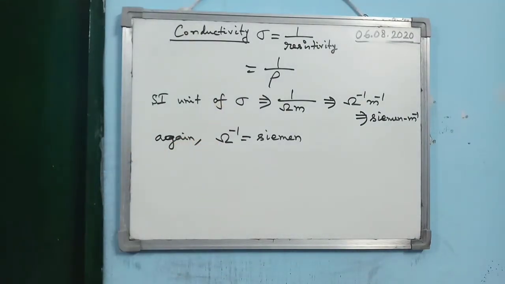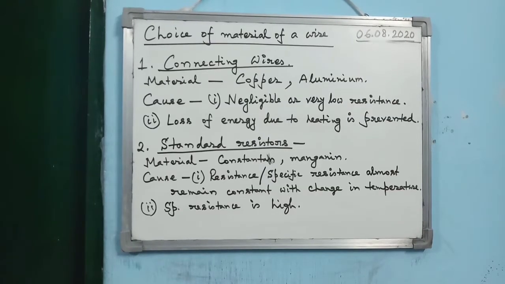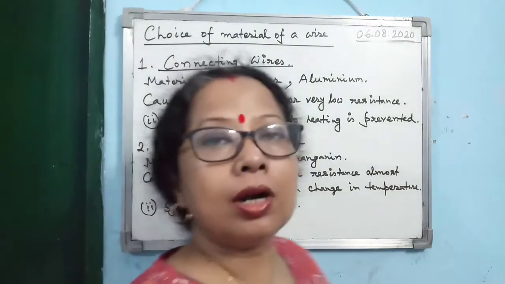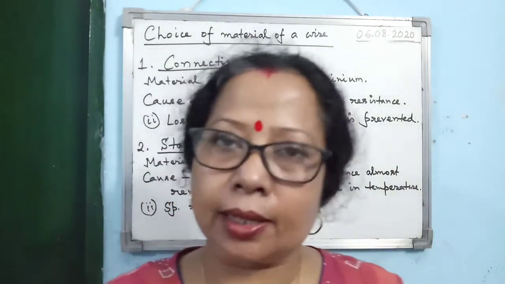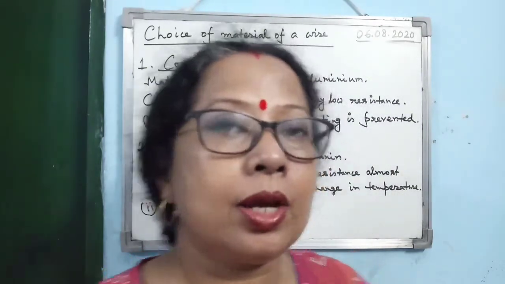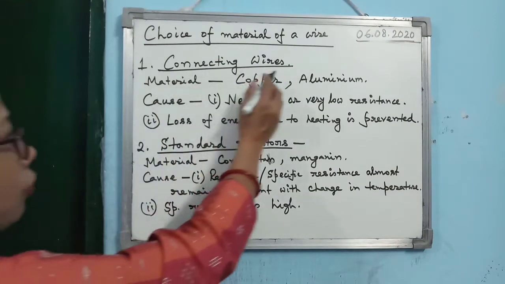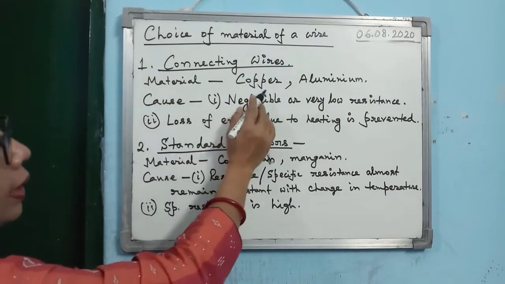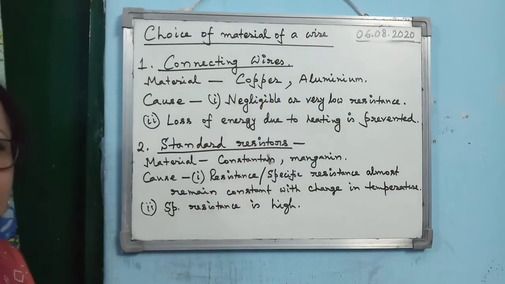So that is the unit of conductivity. Now the next topic is, we choose different materials for connecting or conductors for different purposes. When you are considering the connecting wires, then we choose the material as copper and aluminium.